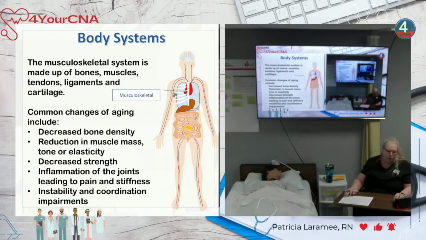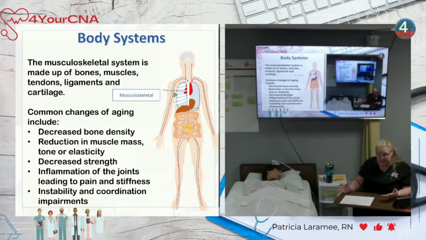Musculoskeletal system, of course, your muscles get weaker, your bones can lose density. Activity is going to be super important for the musculoskeletal system. Super important. But inflammation of the joints leading to pain and stiffness, this is called arthritis, very common as we age because the lining of the joints wears down over time, another change of aging, and we end up with long-term effects of that. And that's what I've got going on in my knee right now.